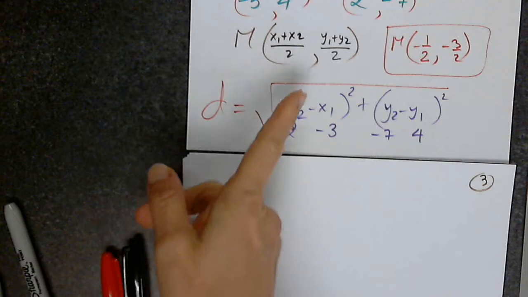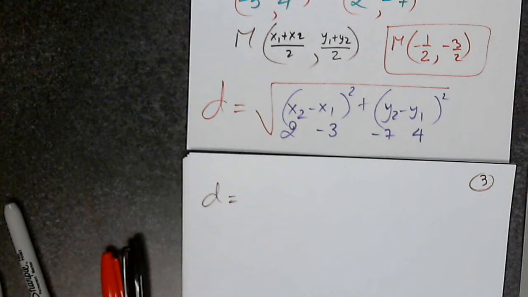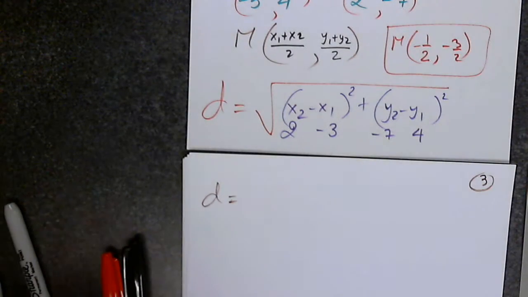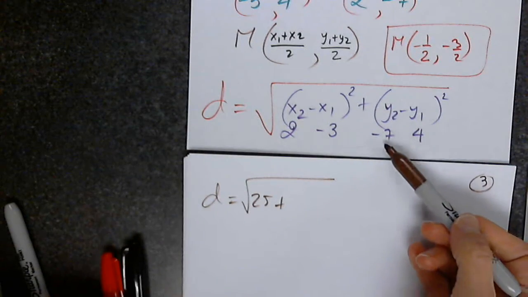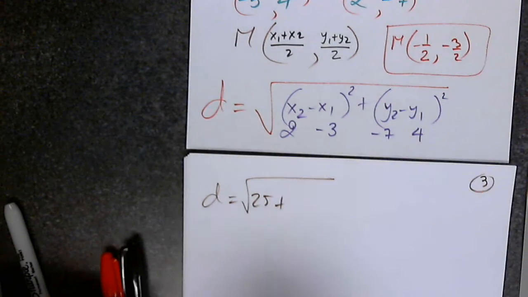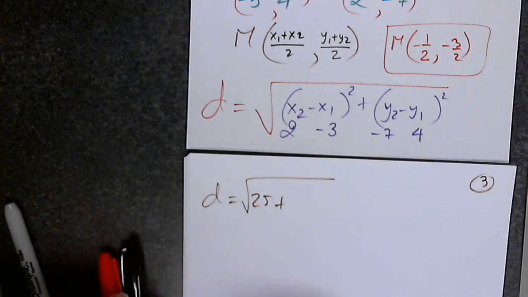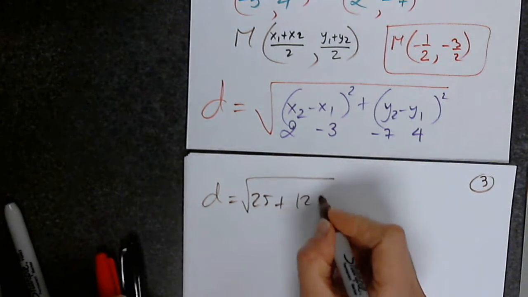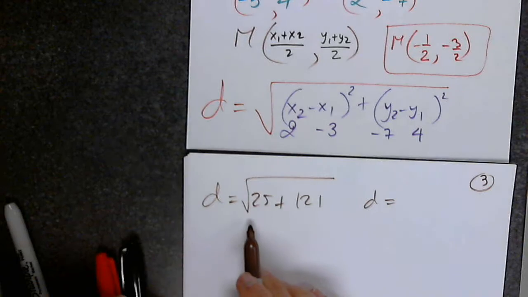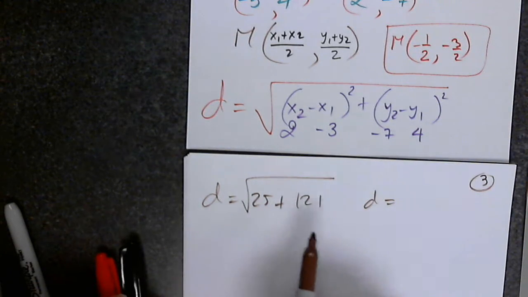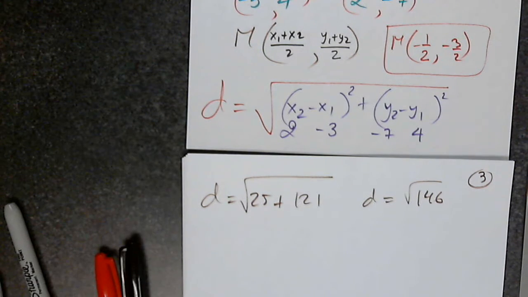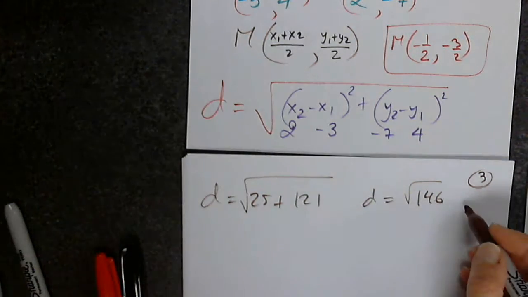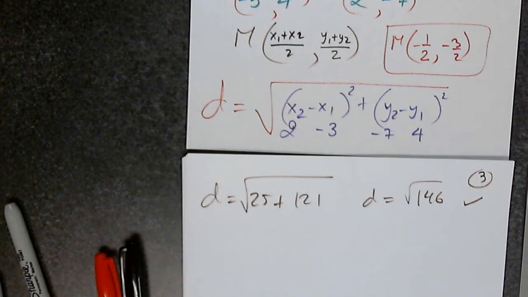So how much is 2 minus negative 3? 5 squared plus. How much is negative 7 minus 4? Negative 11 squared. So therefore the distance is the square root of 146. If I divide this by 2, I get 73. I can do anything. So this is it. This is the exact answer.